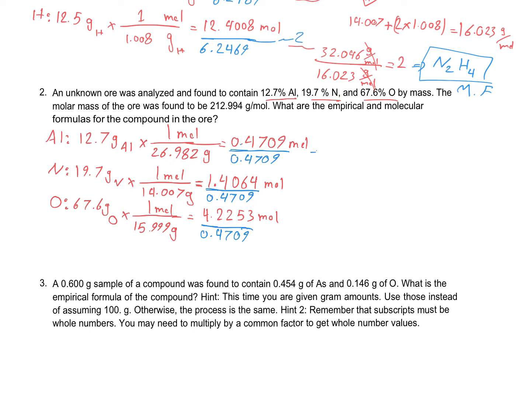0.4709. So you will get 1 from this one. This is almost 3, and this is almost 9. So your empirical formula: you have 1 aluminum, 3 nitrogen, and 9 oxygen. So that's your empirical formula. To find the molecular formula, we have to find the molecular mass of our empirical.